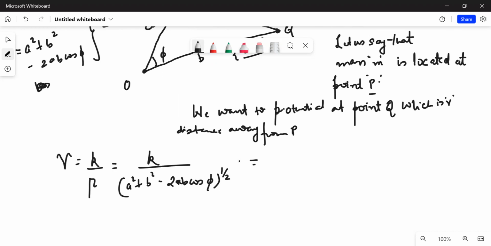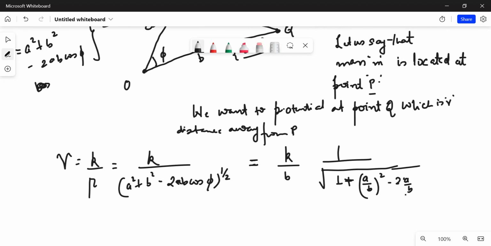So one can take the larger one common out. If A was larger, I would have taken A common out. If B is larger, I'll take B common out. Why would I do that? Because that would reduce my arguments in a way that I can use binomial expansion. So this will form k upon b, and then I'm left with 1 over root over 1 plus a upon b whole square, and then a term minus 2a upon b cosine phi. Is that clear?